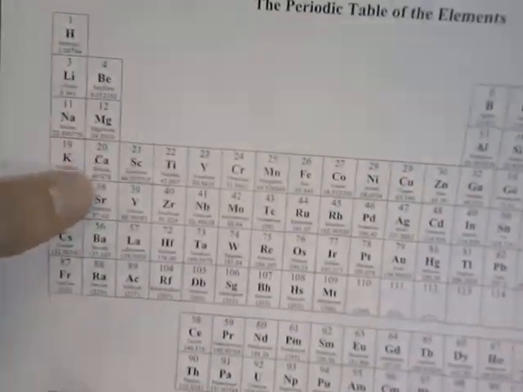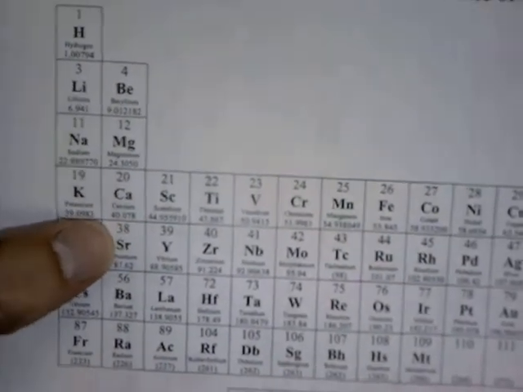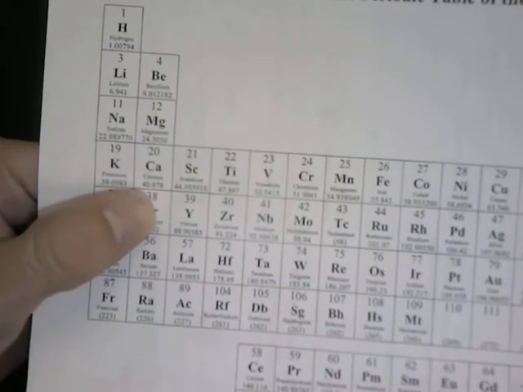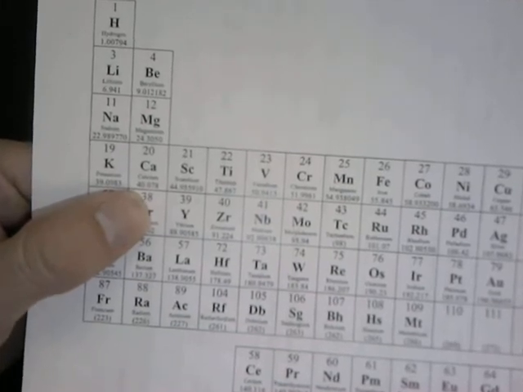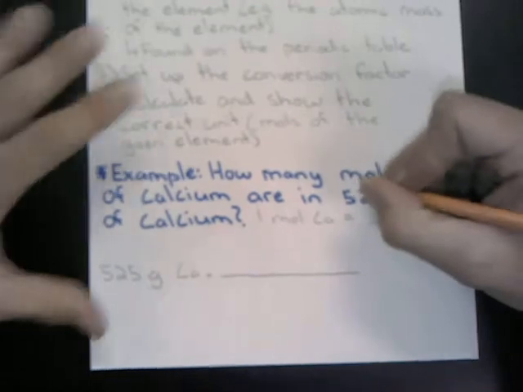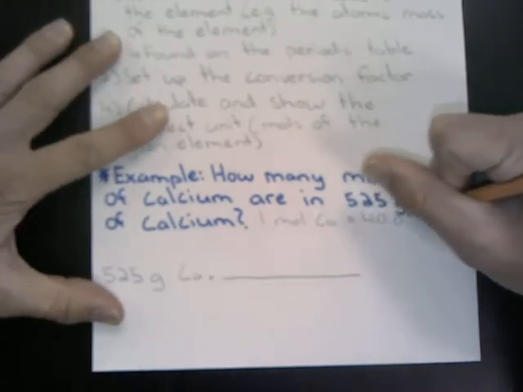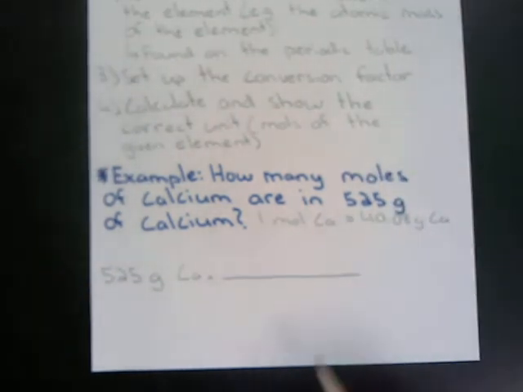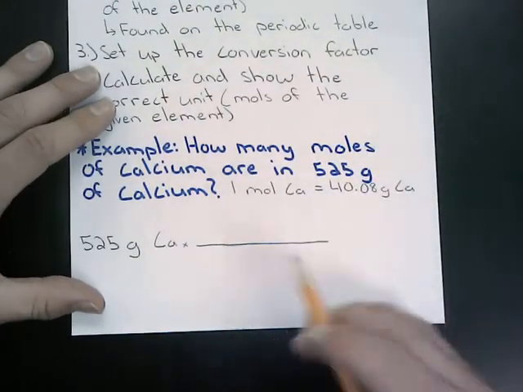So I'm going to look on the periodic table, find calcium, and I see that it has an atomic mass of 40.078. Now, we round that to 2 decimals, so the atomic mass here becomes 40.08. And that is 40.08 grams of calcium.